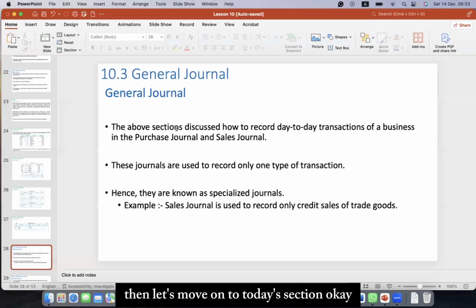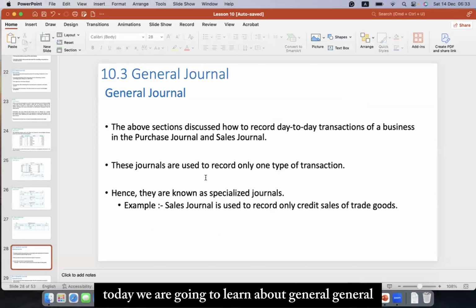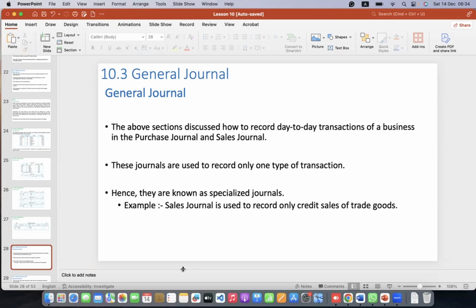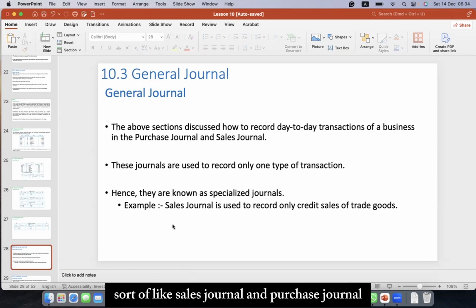Then let's move on to today's section. Today we are going to learn about the general journal. During the last weeks, we learned about the purchase journal and the sales journal. There is one thing special about them. What is it? Can anyone suggest what is special about the sales journal and purchase journal?